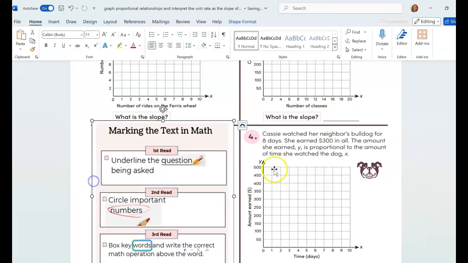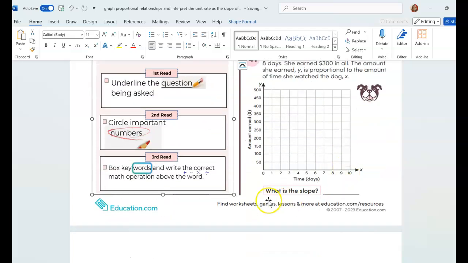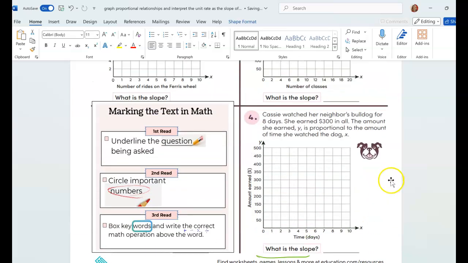Marking the text in math. First read, underline the question being asked. We know what it is. What's the slope, right? How do we find the slope? Well, it's rise over run, or y divided by x.